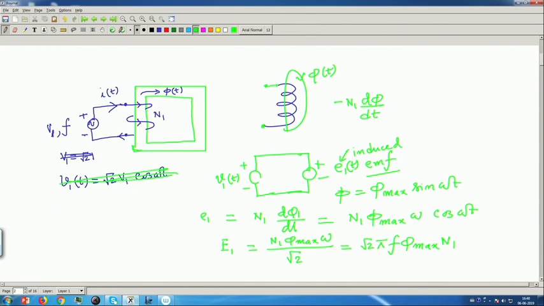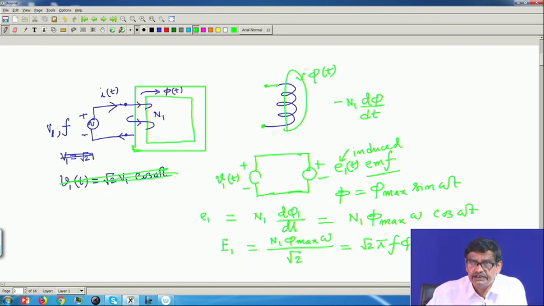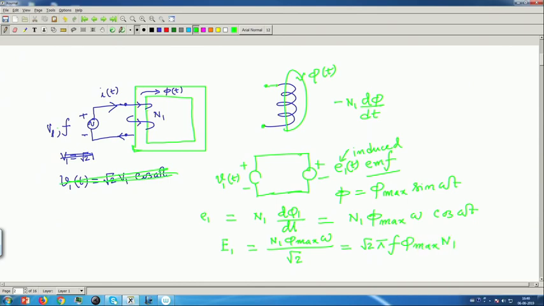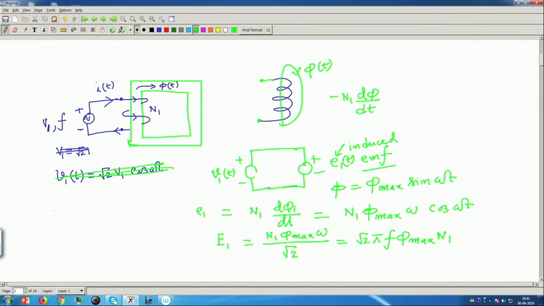What I am telling is, in this circuit the KVL equation must be satisfied. R is vanishingly small. So, the applied RMS voltage must be equal to the induced RMS voltage. It cannot be other than that. Therefore, if the applied RMS voltage is V1, it must be equal to root 2 pi f phi max into N1. It has to be, nothing other than that.